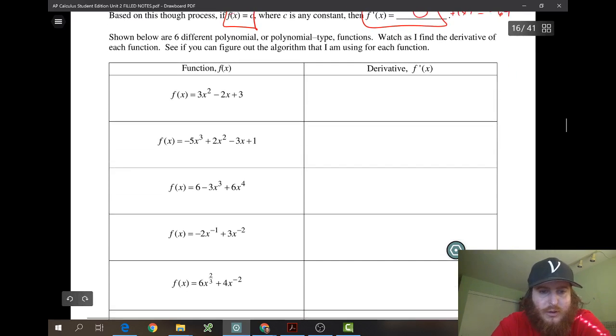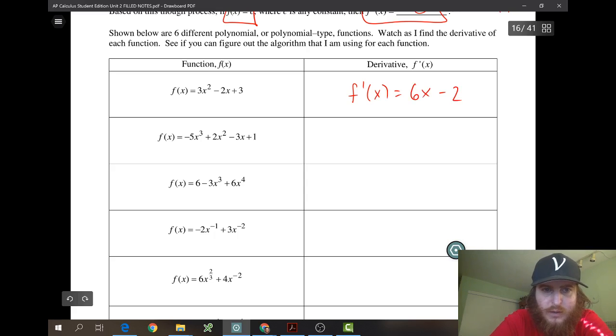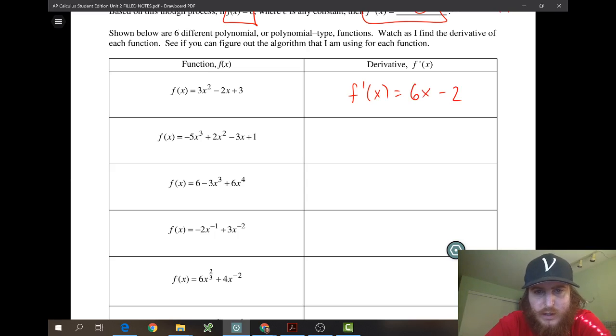Okay, now I'm going to go through 6 of these, and I want you guys to see if you can start to see a pattern. I know we're not in class, but just see if you can see a pattern. I'm going to just do them. I'm not going to explain how I'm doing them. I just want you to look at the function and the derivative and see if you start to see any patterns.